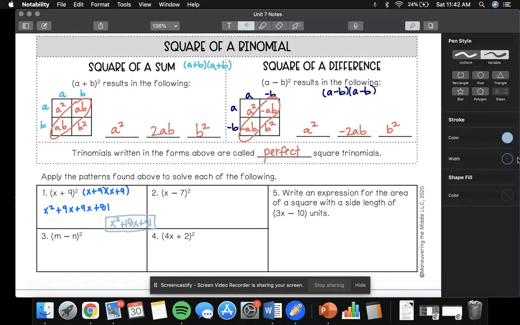So I want you guys to try a second one. Again, I prefer just writing it out and doing the multiplication that I know how to do, but you guys can use the trick or you guys can just write it out. So go ahead and try it.